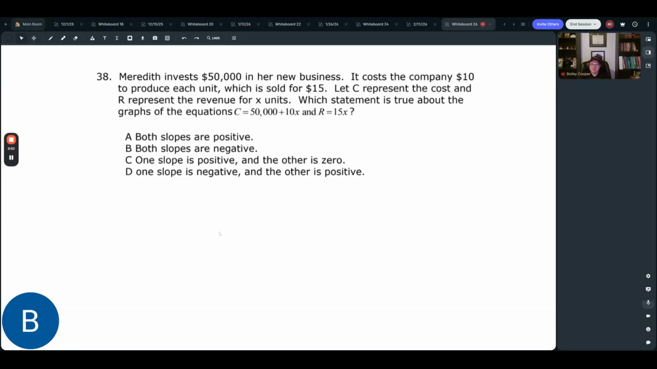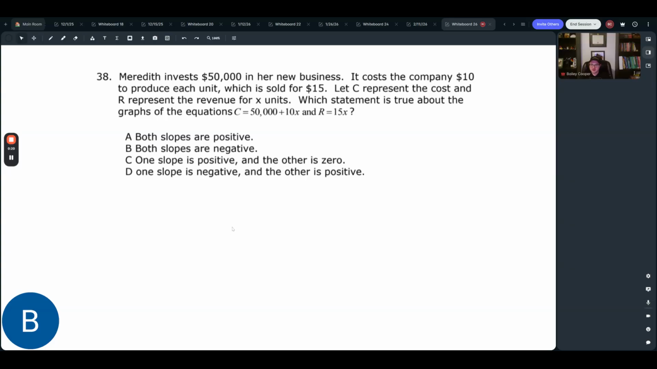Hi, I'm Bailey with My Math Experts, and today I'm going to teach you how to solve the following problem. I chose this one because it's a perfect example of an SAT or ACT type problem where they just give you a lot of information and you have to figure out which information is relevant to you. So let's read it together first.